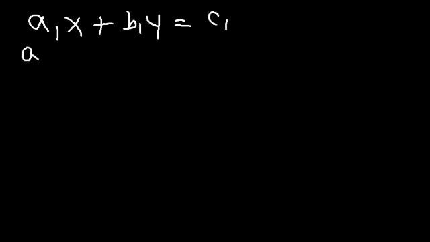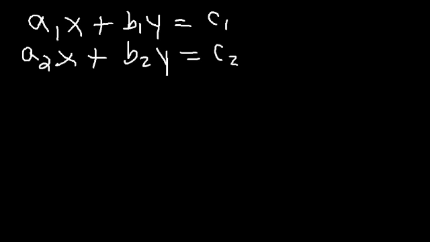Now, in this video, we're going to go over Cramer's rule, and we're going to apply it to solve systems of equations with 2 variables and 3 variables. So let's start with a 2-variable system. Let's say we have the 2 equations a1x plus b1y equal to c1, and also a2x plus b2y is equal to c2.